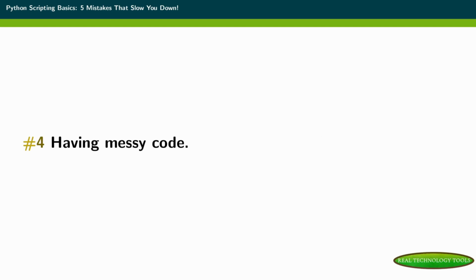Fourth mistake, having messy code. This can consist of importing the same module more than once, or reading the same file more than once. This can be an Excel file or a text file or Word document, whatever it is. Or more generally, repeating yourself in the code and doing things more than once.